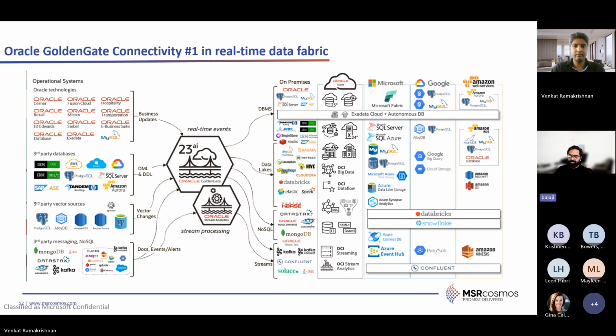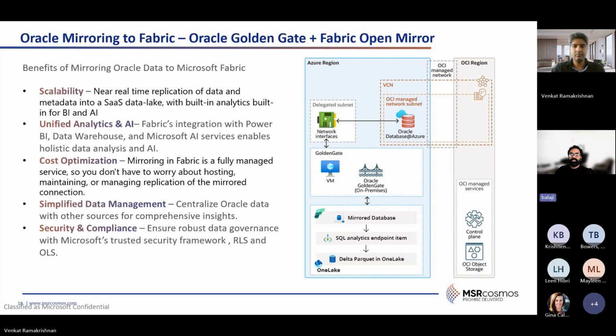In this context, with the recent enhancements to Golden Gate from the 23 AI version onwards, Golden Gate also started supporting Fabric mirroring. Fabric mirroring is based upon the open Delta format, open Parquet format. So it's an open standard. Any enterprise integration tool like Oracle Golden Gate can start developing interfaces so that they can get the data out of Oracle and land it into Fabric mirroring. That's possible because of the open nature of Fabric mirroring, right?